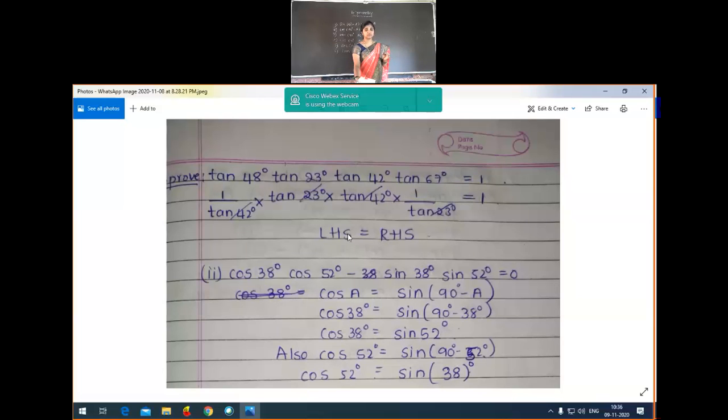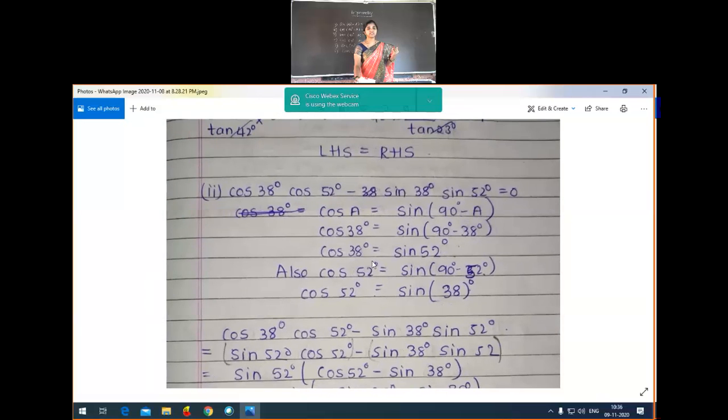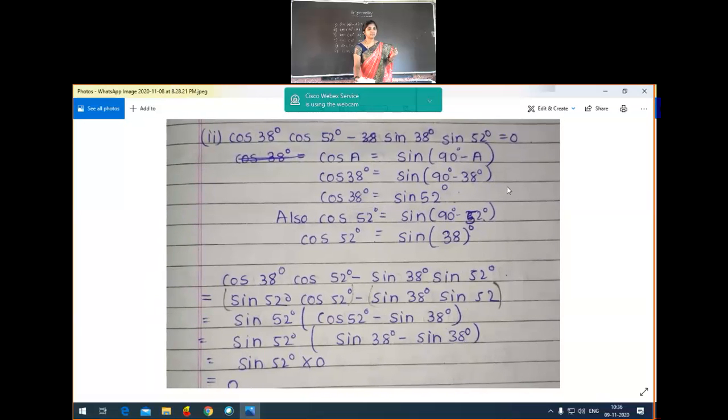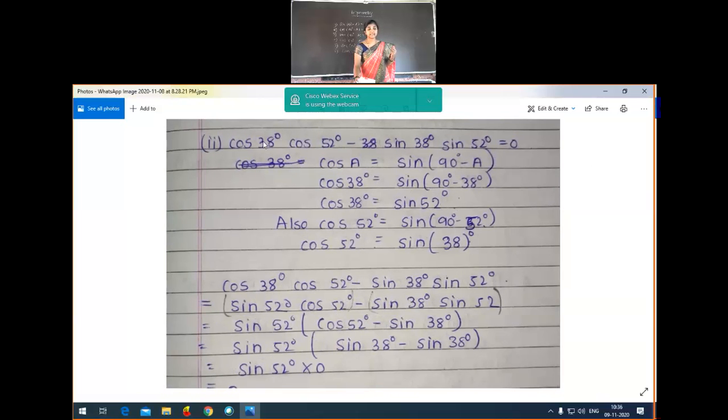Got the idea of this problem, students? Second problem, LHS is equal to RHS. We got the result as 1. Is it clear, students? So I think you don't have any confusion, right? It is very simple actually. Now, second question.